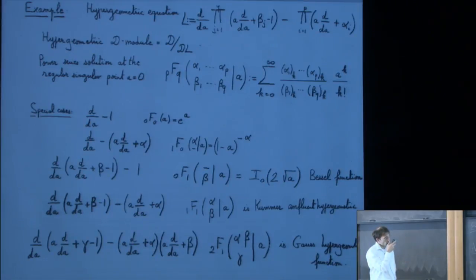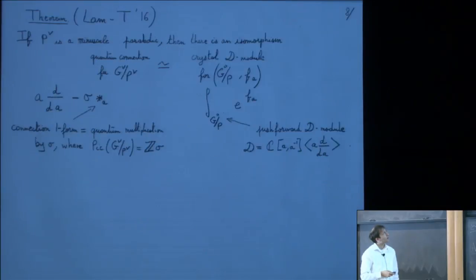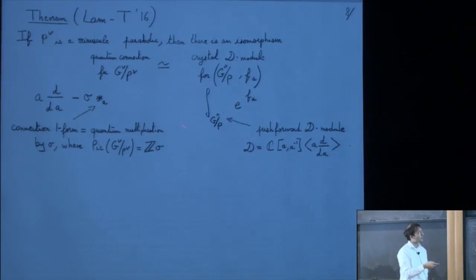Examples are like the hypergeometric equation in one case, and you get this differential operator, and this includes exponential powers, Bessel functions, Kummer confluent hypergeometric, the Gauss hypergeometric function, and so on. I use this language here on the right to say that I push forward, which means I integrate to get a D module.